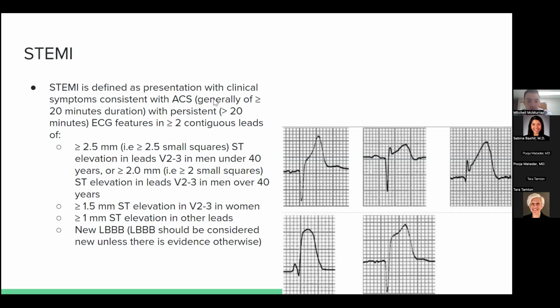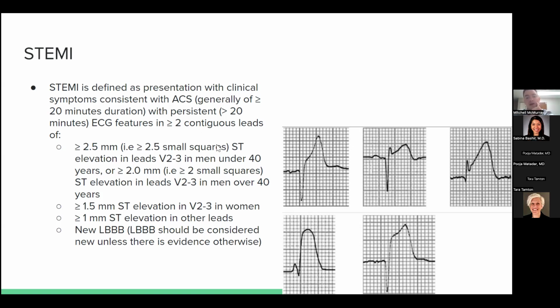So the formal definition is you've got to have clinical symptoms consistent with acute coronary syndrome. That's chest pressure radiating to your arm or jaw, dyspnea with exertion, consistent with previous MIs, et cetera. And you've got to have it in two leads that are next to each other, like V1, V2, V3, V4, or leads 2 and 3. You can't just have one lead that has an elevation. That doesn't count, and it doesn't make anatomical sense in the heart.